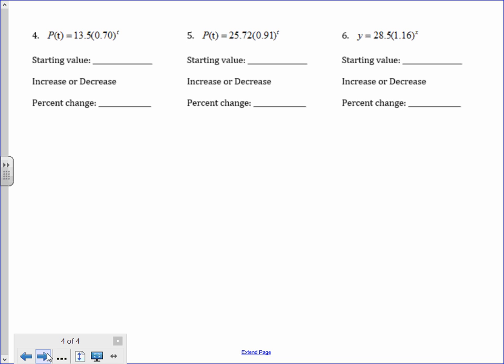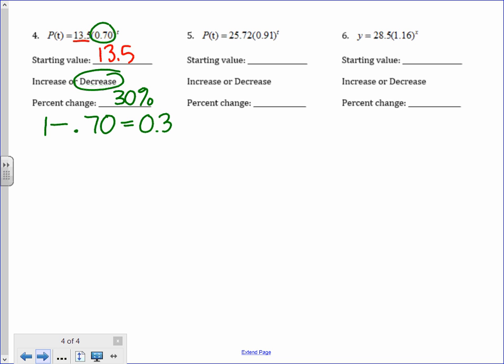All right, for number 4, we get a starting value here of 13.5. That is the number that shows up first in your exponential function. The growth rate is 0.7. That growth rate is less than 1, so it's an exponential decreasing function here. And to find the percent change for an exponential decreasing function, I take 1 minus 0.7. When I subtract those, I end up with 0.3, which is 30%. So this is a decreasing exponential function by 30%.